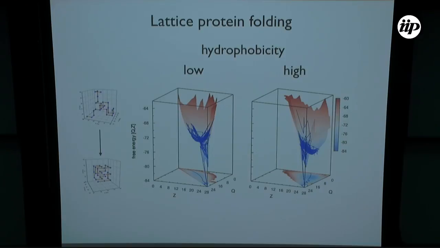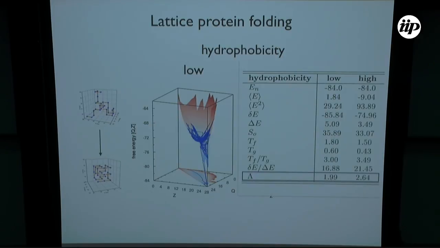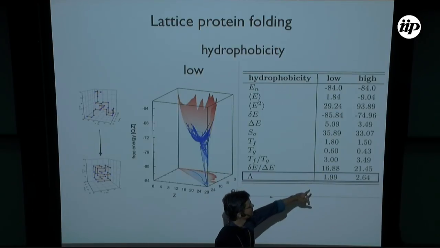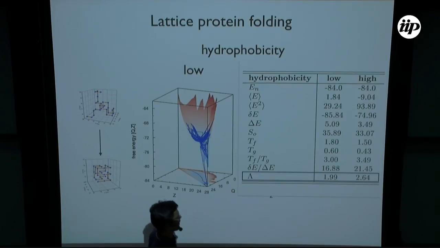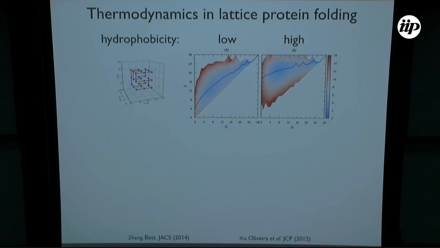The folding shape, the mechanism, is different for these two hydrophobicities. I'm going to tell you, okay, this is a lambda parameter that I calculated for low hydrophobicity. Lambda is lower than for higher, which means that we have different folding funnels for them.